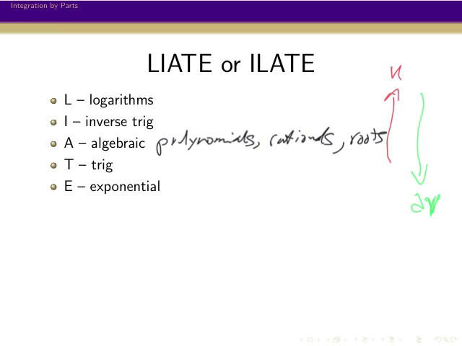Right? So in the original example, we had x times sine of x dx. So we're looking at the x and the sine of x. The x, that's algebraic.